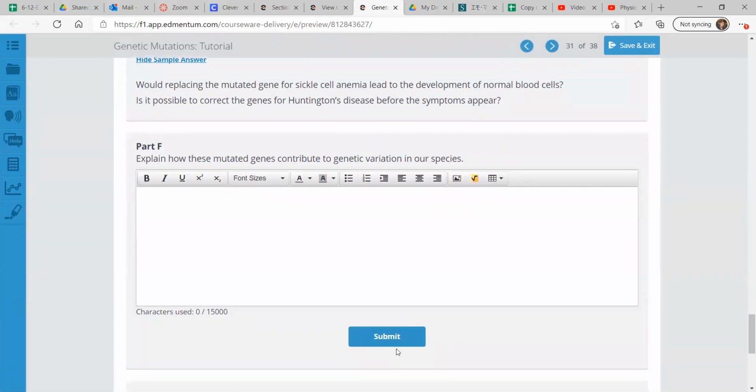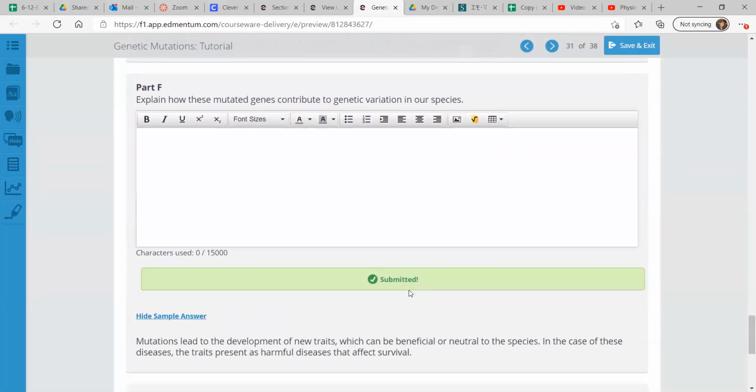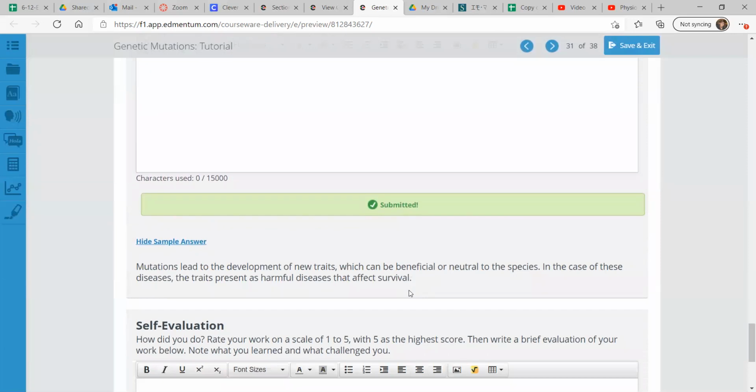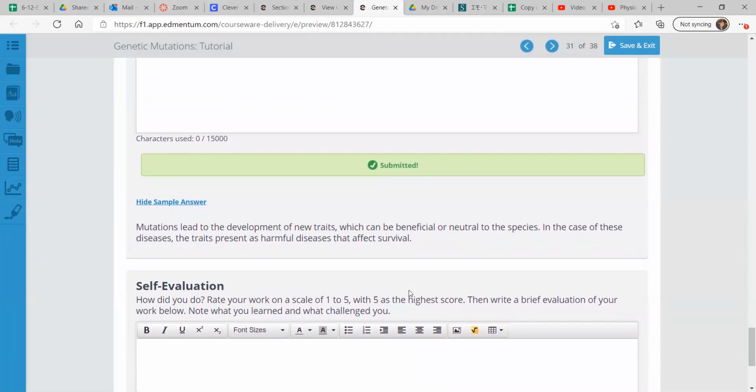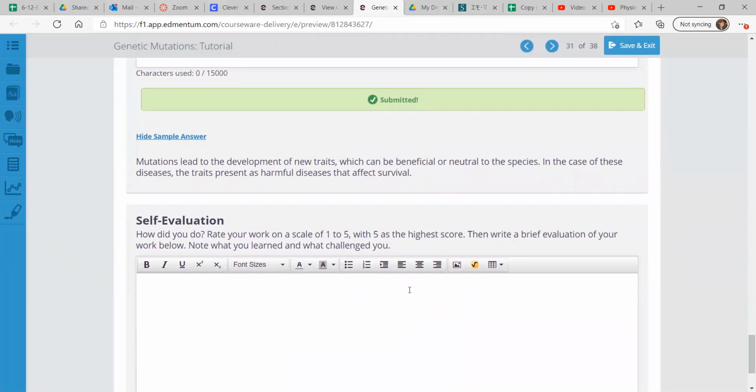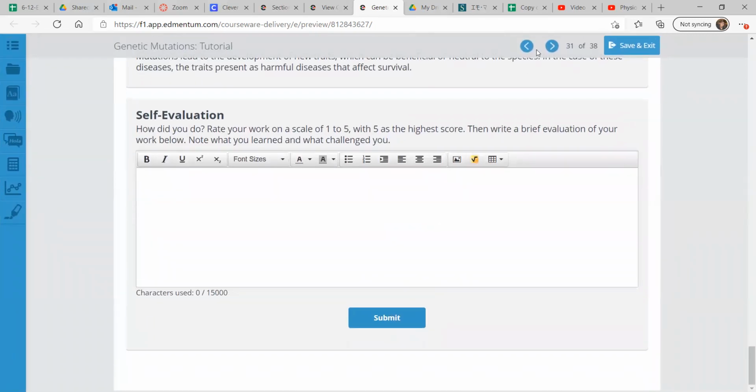Explain how these mutated genes contribute to genetic variation in our species. Mutations lead to the development of new traits, which can be beneficial or neutral to the species. In the case of these diseases, the traits present as harmful diseases that affect survival.